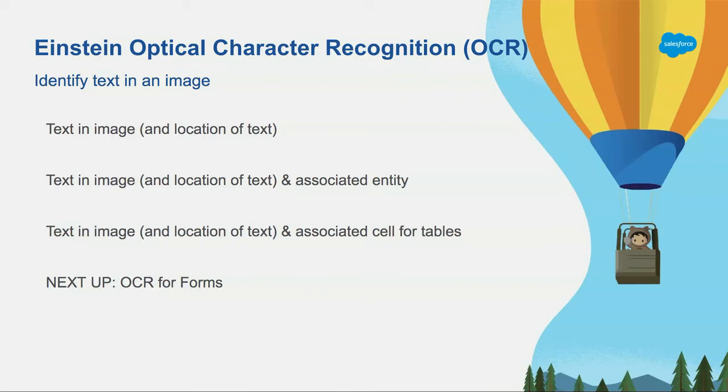Our current OCR functionality has three functionalities embedded in there. One is understanding the text and images, and then we also return where that text is located in the image. We do text and images and associated entity, so is that a name, is that a business, etc. And then for tables, we've spent a lot of time working on tables and understanding what cell in the table the data is in. And because a lot of people ask, I will say that next up is forms, everything from fixed forms such as passports or driver's licenses all the way to claims or referral forms, etc.